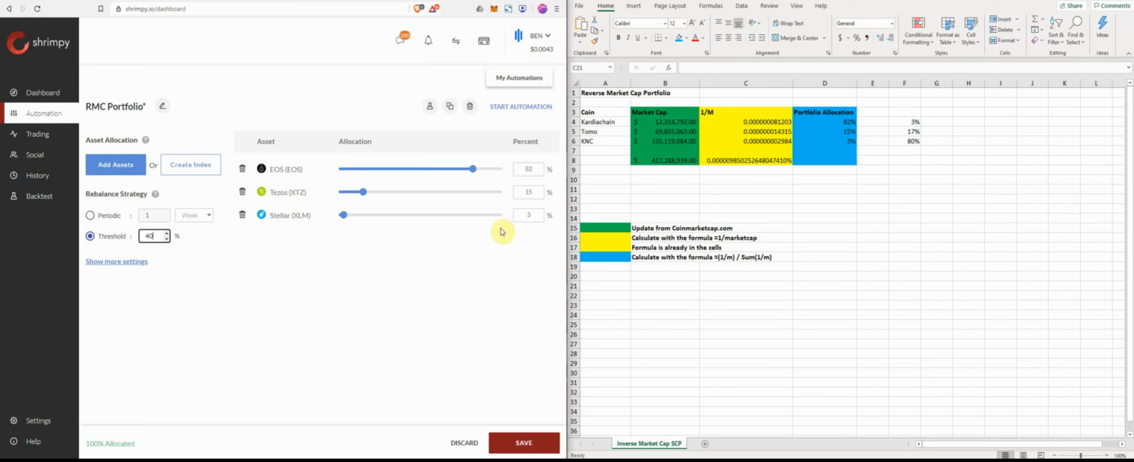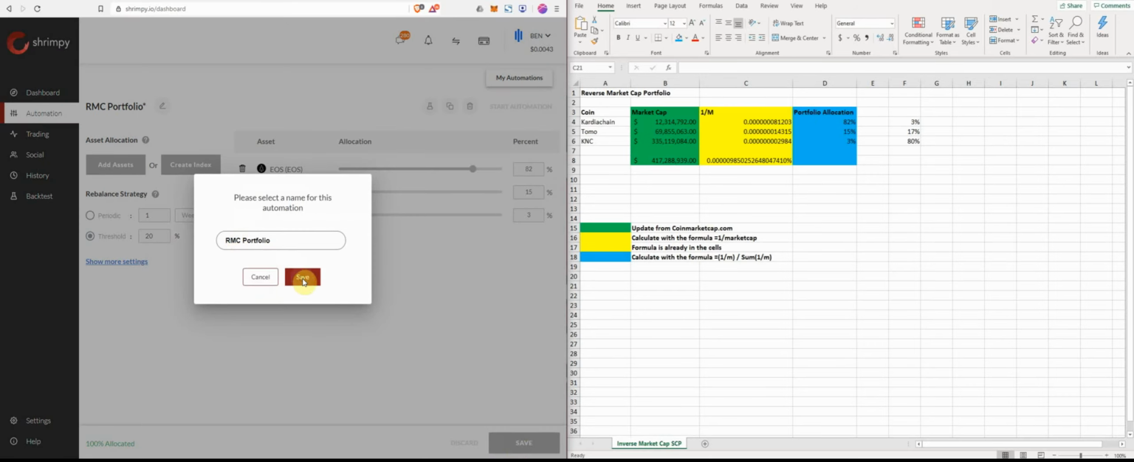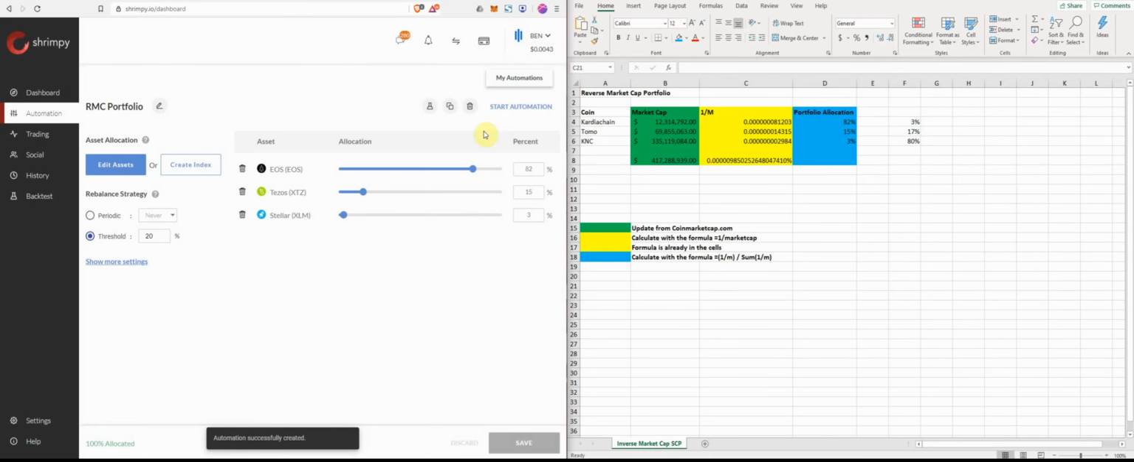Definitely take some time and really think about it. I like 20. It's working out pretty well for me on a couple other portfolios I'm running. So you do that. You set your threshold. I would set this to 20. And then you save it. And when you're ready, you just hit start.